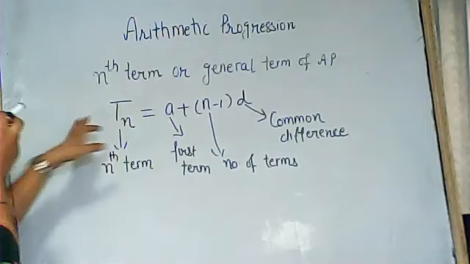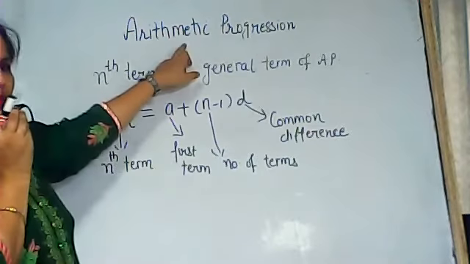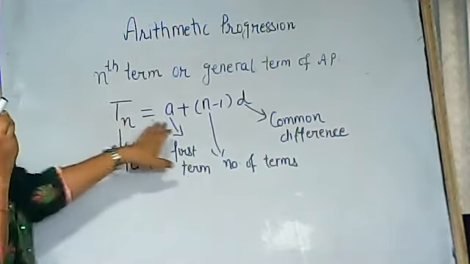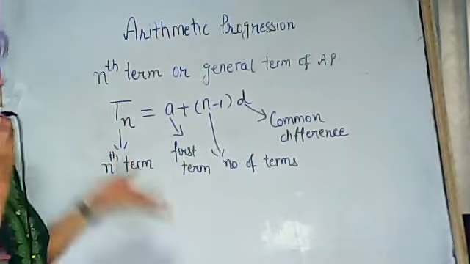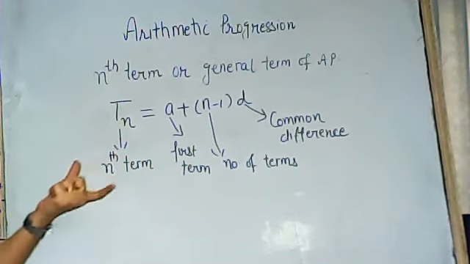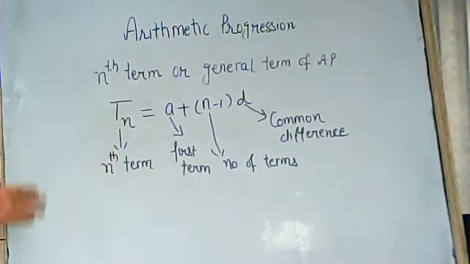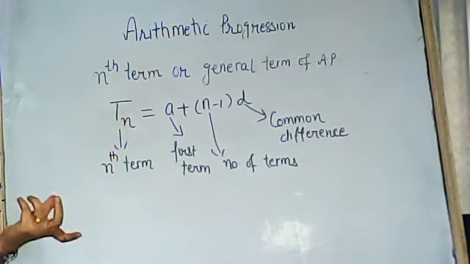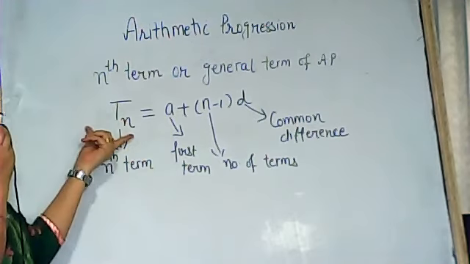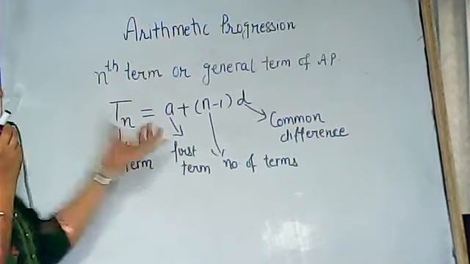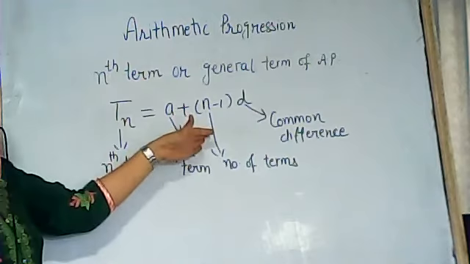So beta, this is the basic formula of arithmetic progression. This formula is basically used to calculate any term of an arithmetic progression. For example, suppose we are given a sequence 2, 4, 6, 8 and so on, and we want to calculate the 16th term of this sequence. So when we want to calculate any term, we have to apply the formula of the general term, or you can say the nth term of the AP.